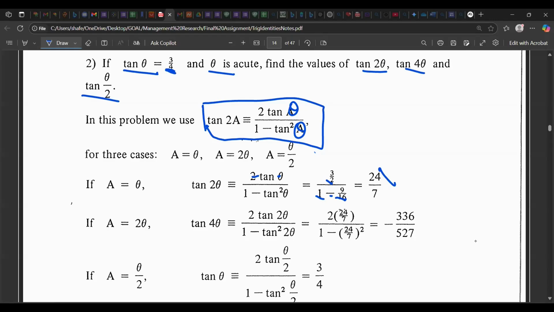Now tan 4 theta can be written as this. In the formula, you replace theta with 2 theta, right? Because this is normally twice that. Now you just found tan 2 theta to be this, so you put that in the place of this here, and this here, and you do whatever you have to do and simplify, and you get that. Right?